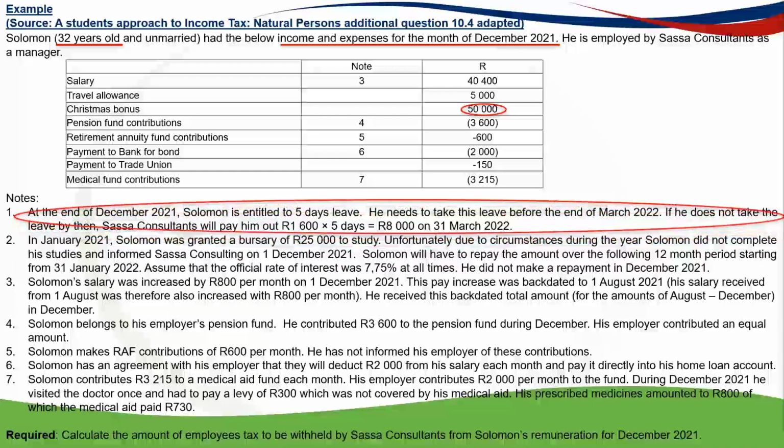Note 1 is an indication of variable remuneration, which is taxable in the month in which it is paid. Also, this is something that does not happen each and every month, so you will have to take that into consideration in your calculation.